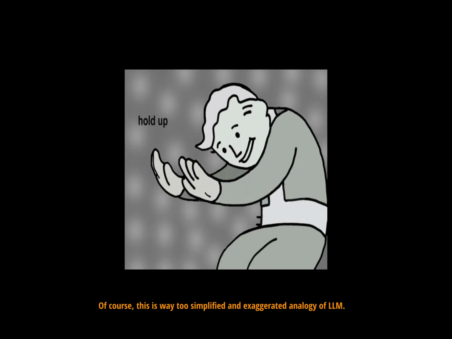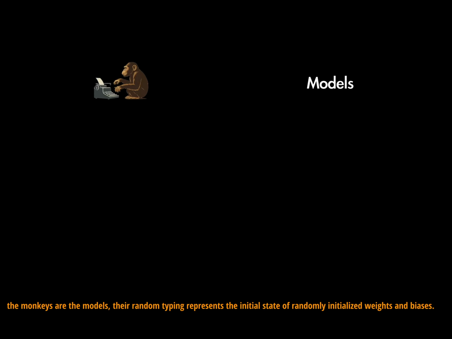Of course, this is a way too simplified and exaggerated analogy of LLM. It lacks sequential memory, threshold, and a bunch of other details. But if you allow me to make an analogy, the monkeys are the models. Their random typing represents the initial state of randomly initialized weights and biases.